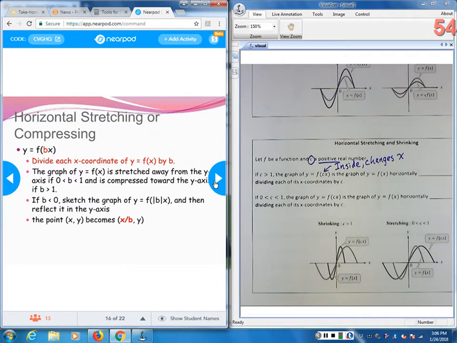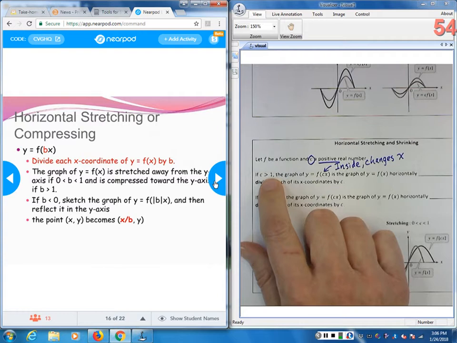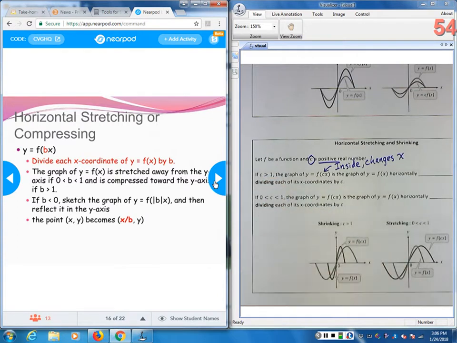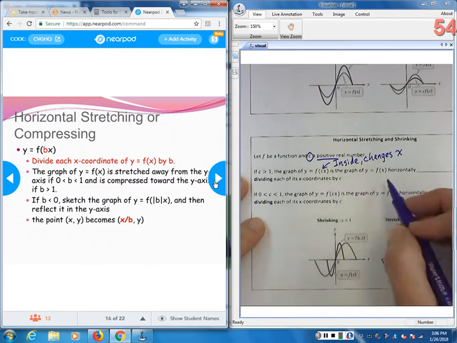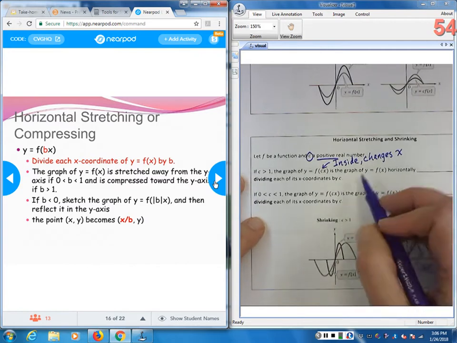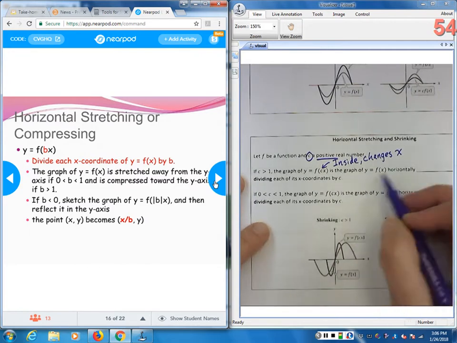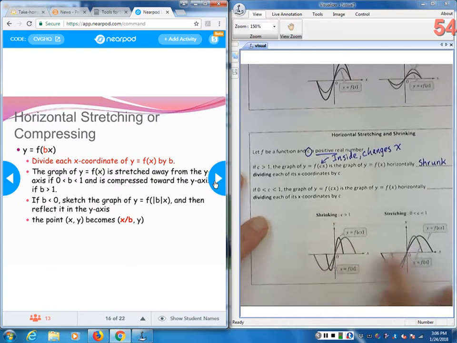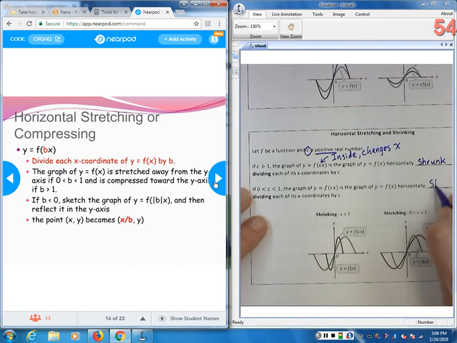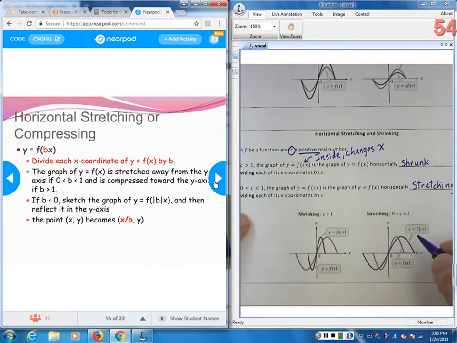And if C is greater than 0, let's see, if C is greater than 1, it's the graph of y equals f of x horizontally shrunk. And it shows shrinking here. And it's stretching on this side if C is between 0 and 1.